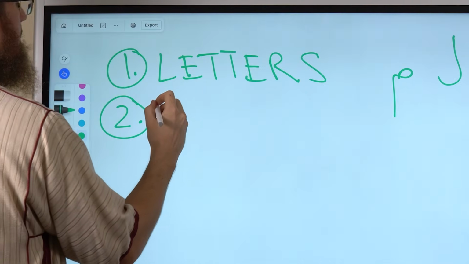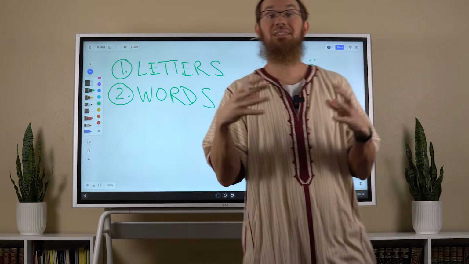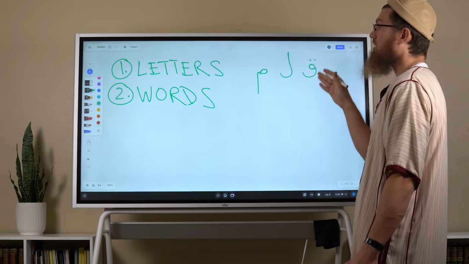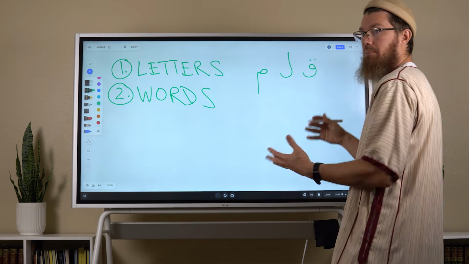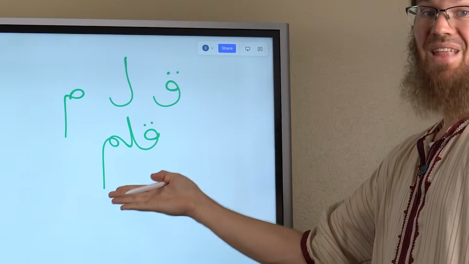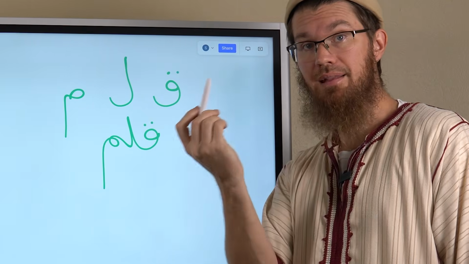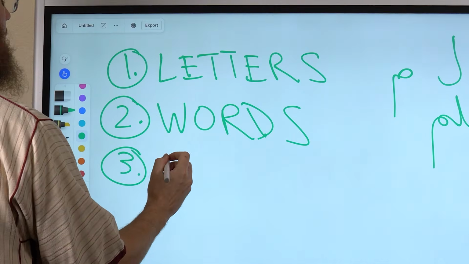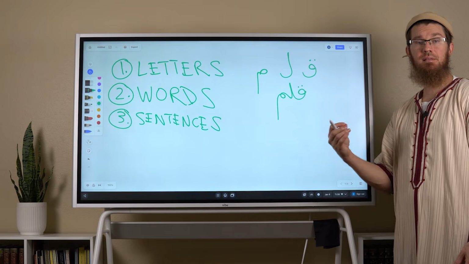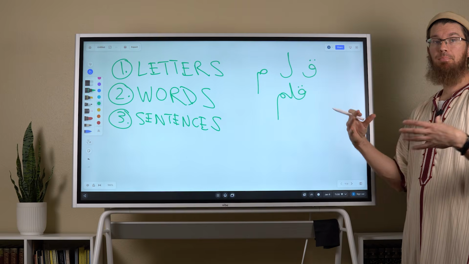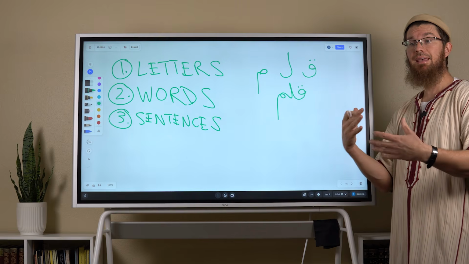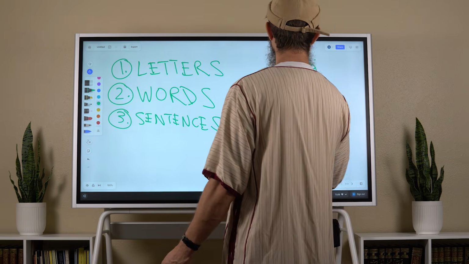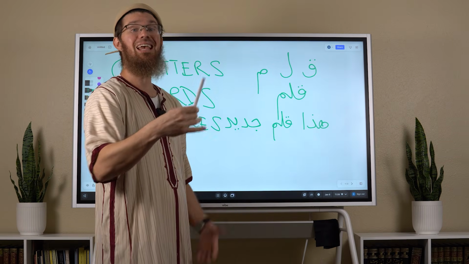And that's step number 2. These individual letters come together to form words that have meaning. So if we put Qaf, Lam, and Mim together, it becomes qalam, qalam. And this word means pen. And after step 2, once you know some words, comes step 3, which is sentences. A sentence is when we take multiple words and put them together to convey and express some sort of meaning. For example, هذا قلم جديد. This is a new pen.